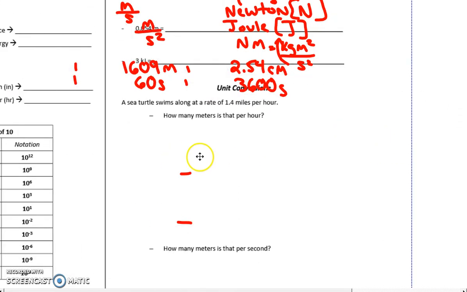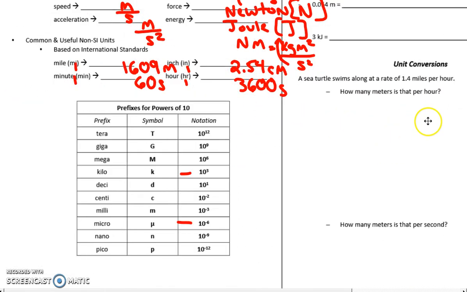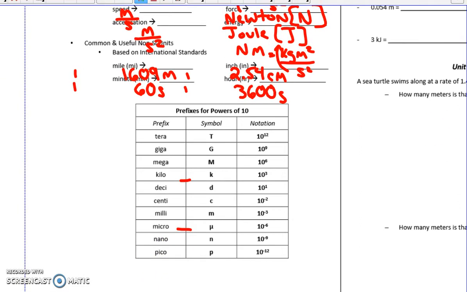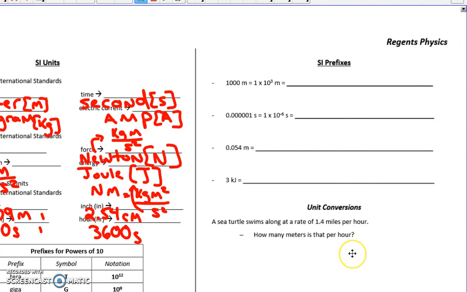Okay, so let's move on over here and talk about the prefix system. So what I have here is 1,000 meters. Now I'm writing this in scientific notation, so I'm moving it over 1, 2, 3. So it's 1 times 10 to the 3.